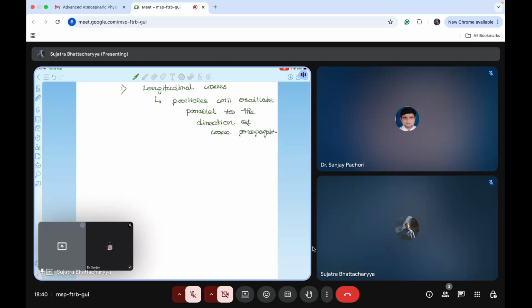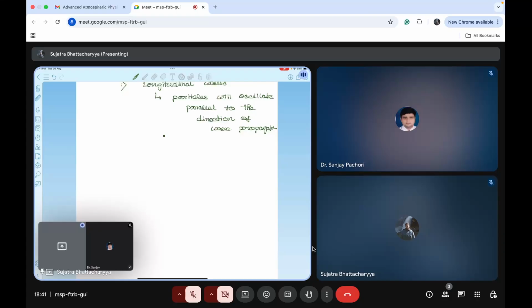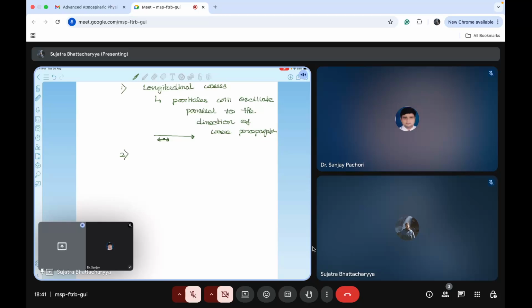Okay. So suppose this is the one, so this is how the particle will oscillate and the wave will also travel in this direction. So that is what your longitudinal waves are. Second is that sound or acoustic means sound. Study of sound is acoustics.